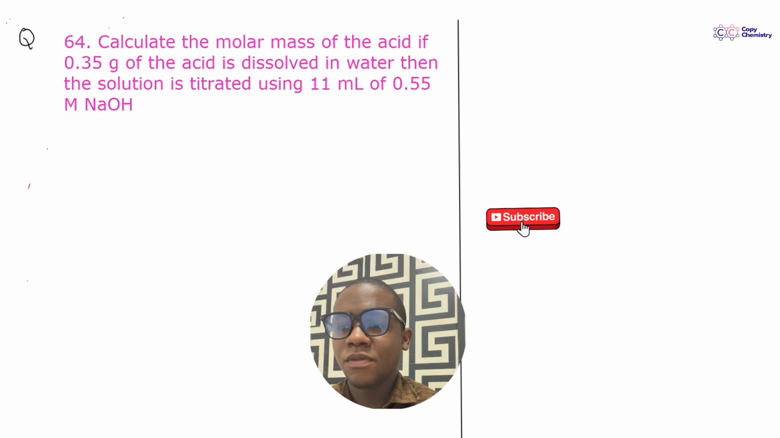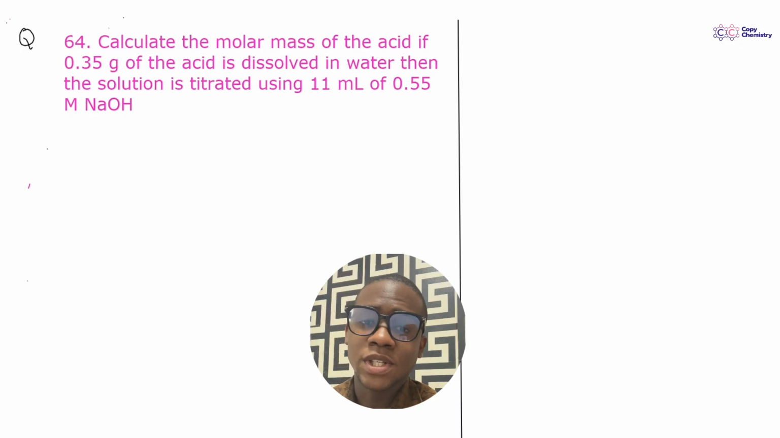Calculate the molar mass of the acid if 0.35 grams of the acid is dissolved in water. Then the solution is titrated using 11 ml of 0.55 molar NaOH, that's sodium hydroxide, which is the base.